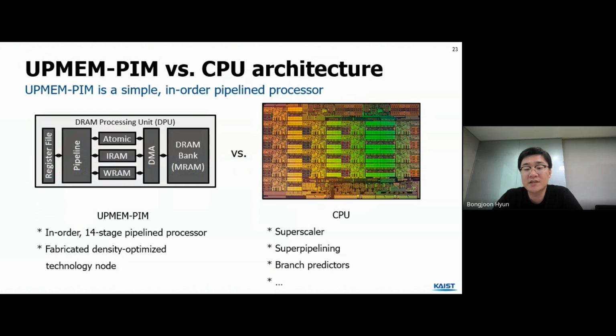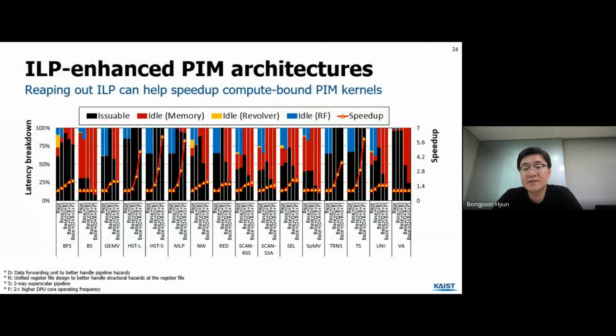While such a design decision was inevitable because the current generation of PIM processors is fabricated on a density-optimized technology node, future PIM architectures with more flexibility in area, power, and thermal budget can certainly consider relatively more aggressive, performance-oriented design points with a higher operating frequency and ILP-enhancing microarchitectures. In this case study, we use uPIMulator to see how much performance can be unlocked in PIM's compute-bound workloads by augmenting UPMEM-PIM's DPU with ILP-enhancing optimizations.